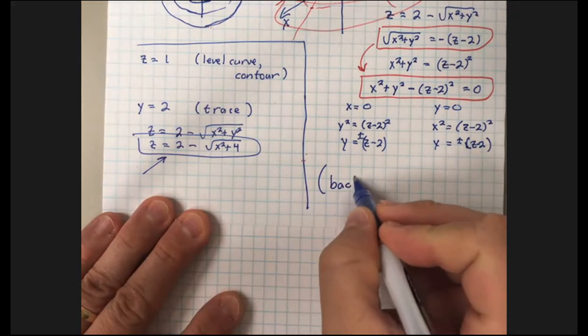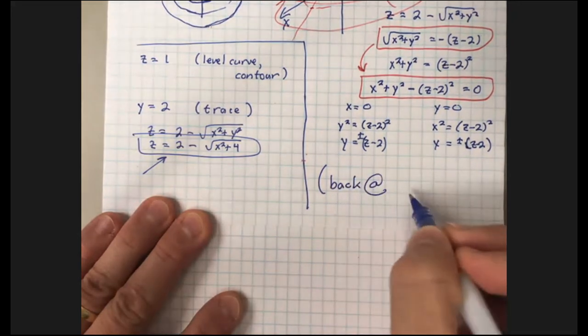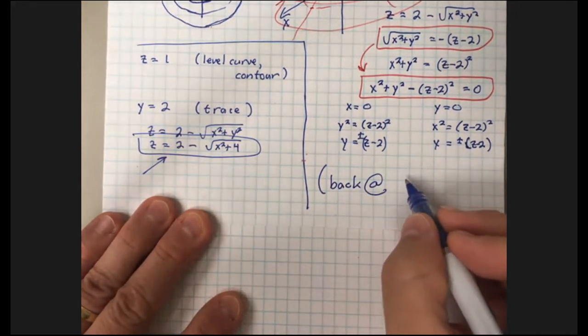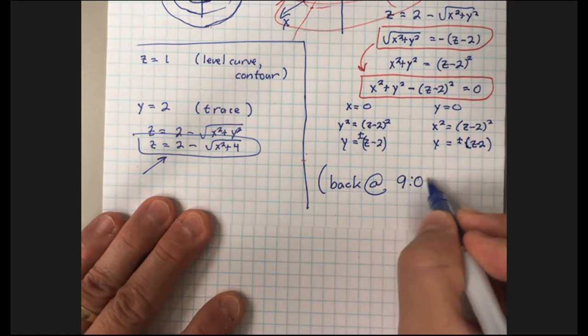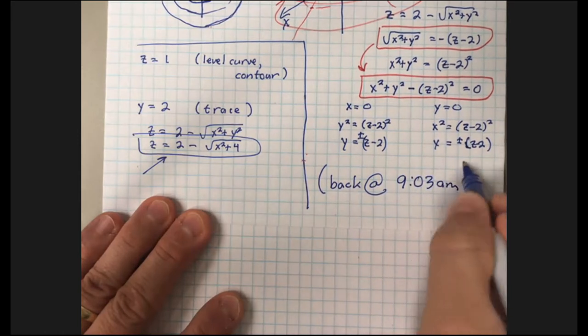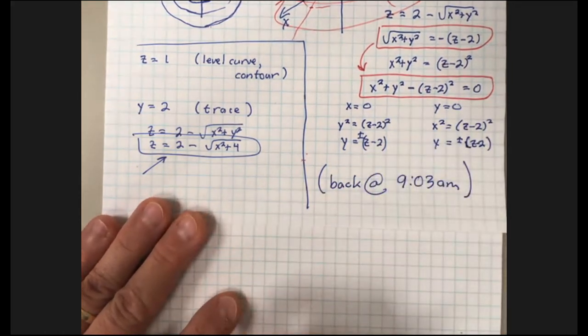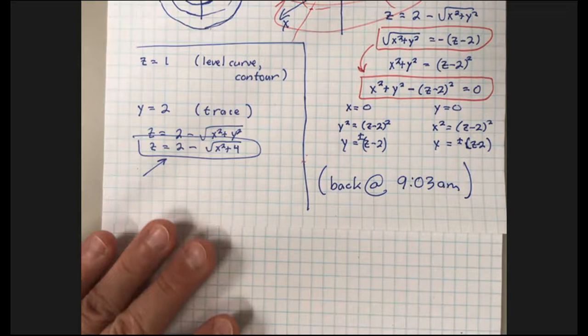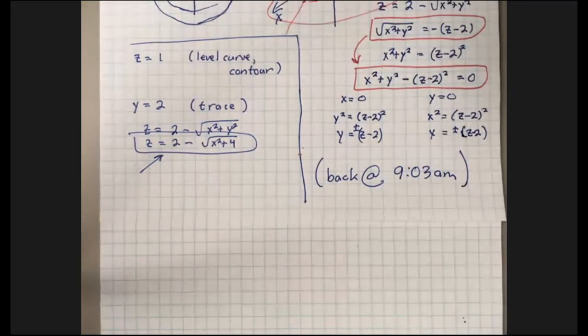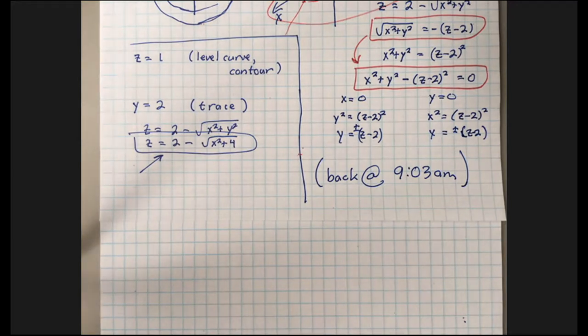So let's come back at, well, let's talk about 903. And then we're going to talk about the topic of limits of functions of multivariables and how to exploit the parameterizations to draw surfaces that are kind of kooky. I'm going to mute my microphone while I stretch my legs, and you're welcome to do the same.